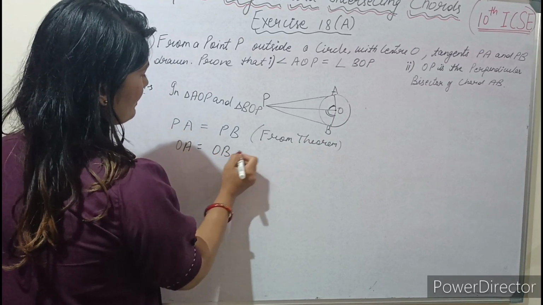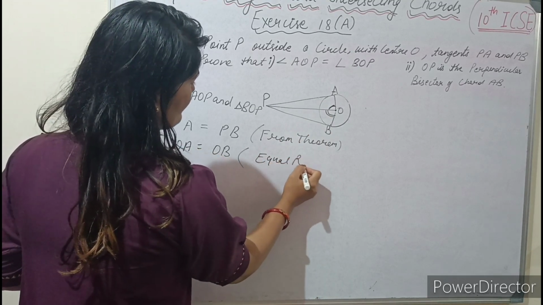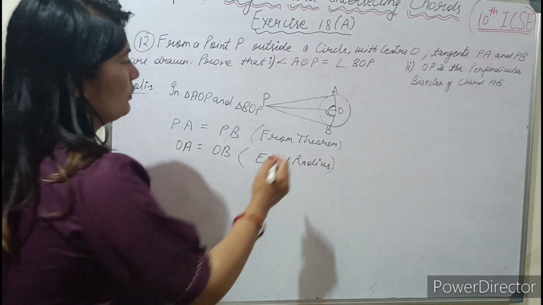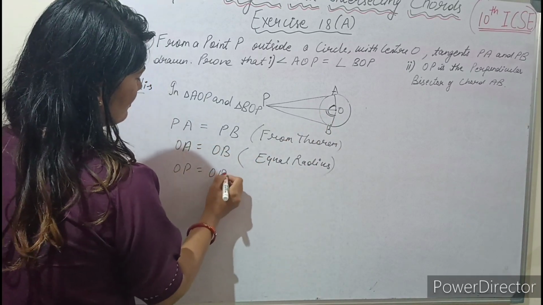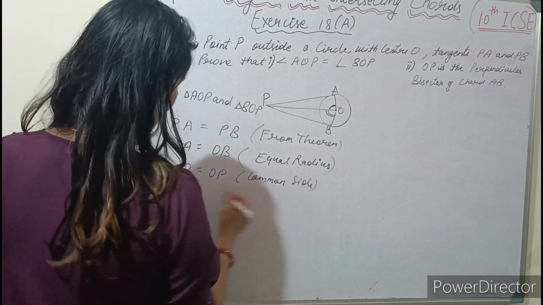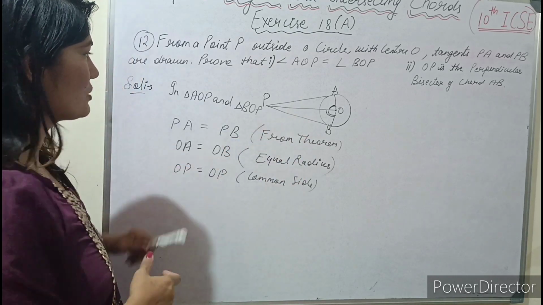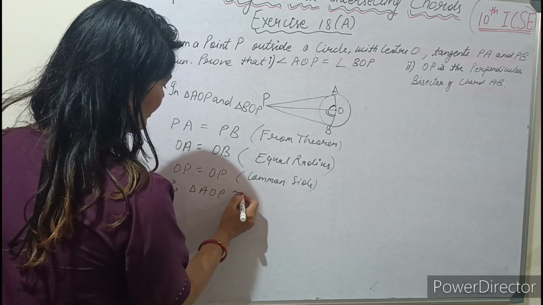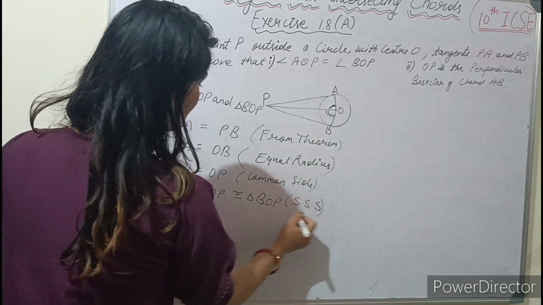OA is equal to OB. Since OA and OB are the radius, they are equal radii. And the third one, OP, is the common side. In both the triangles, if you see, OP is the common side. So the reason will be common side. Therefore these two triangles are congruent by SSS congruency. So triangle AOP is congruent to triangle BOP by SSS congruency.